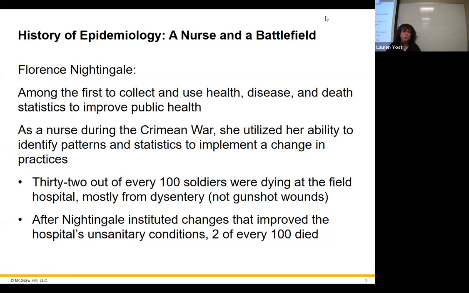And their immune systems are already weak just because they're suffering from wounds. So she instituted some changes that improved the unsanitary conditions, like cleaning beds after each patient and washing hands, stuff that we consider to be basic now, but back then was kind of revolutionary, reducing deaths to about 2 out of every 100 from dysentery.